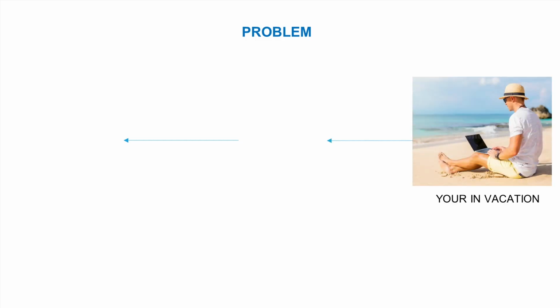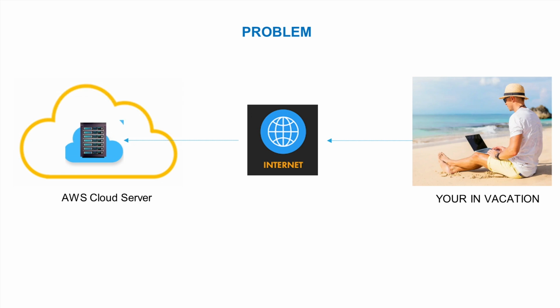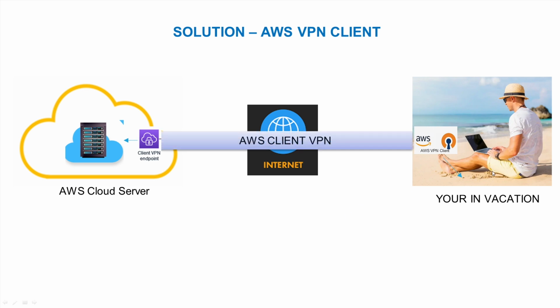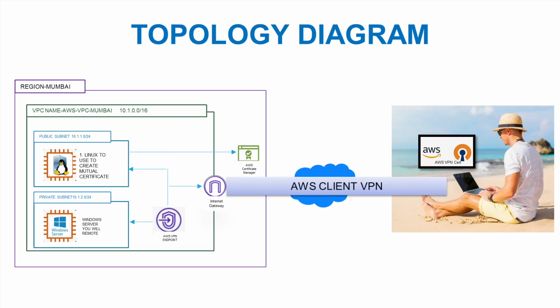Here's the problem. Let's say you're on vacation and you want to connect to your cloud server. Since you will be using the public internet, you must use a safe and secure connection. The solution for this is to install an AWS VPN client. So we will install the VPN client on the cloud side, and we will install an AWS VPN client on your laptop. Here's the full topology of our project.